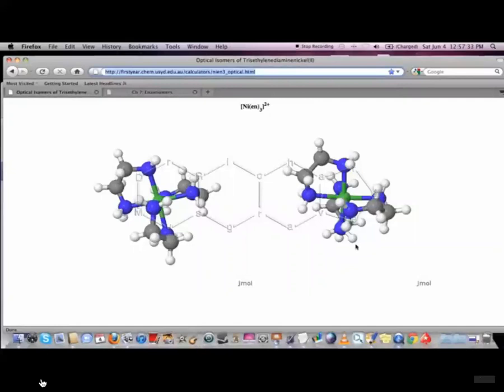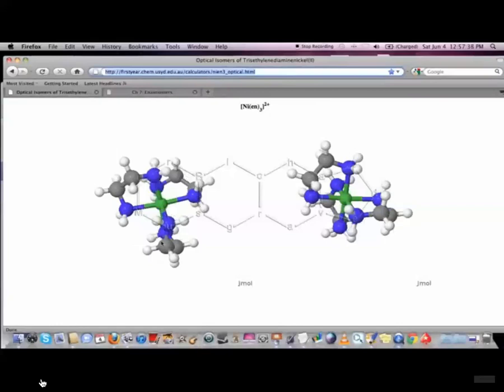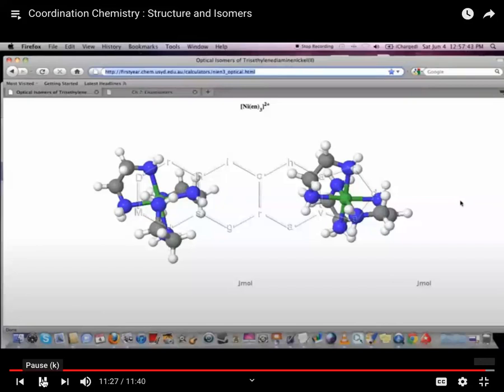And this one's at the back. See this one here? That's at the back. And this one's at the front. So you're not going to get those to line up either. So those are also stereoisomers as well.